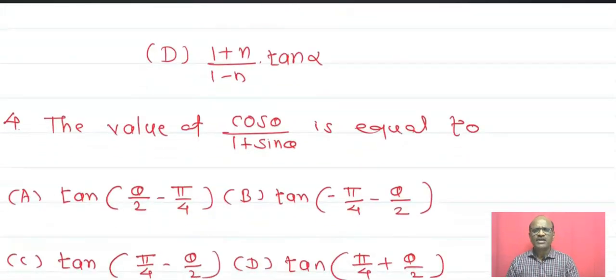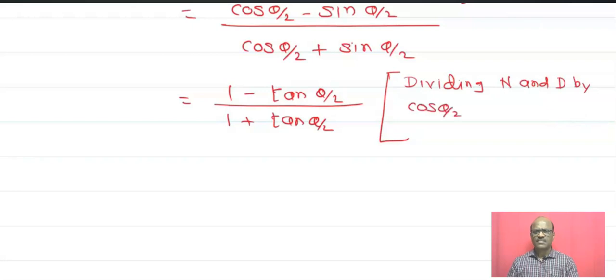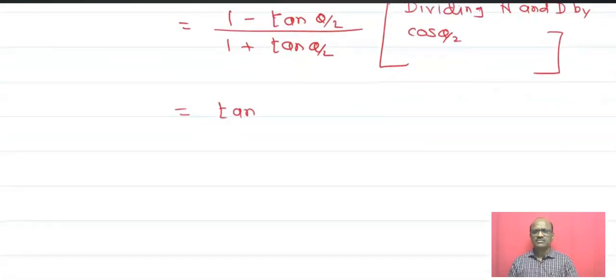Now what is the value of 1? That 1 means tan of pi by 4. Now again writing here, numerator and denominator divided by cos of theta by 2. And this is nothing but the expansion of tan.